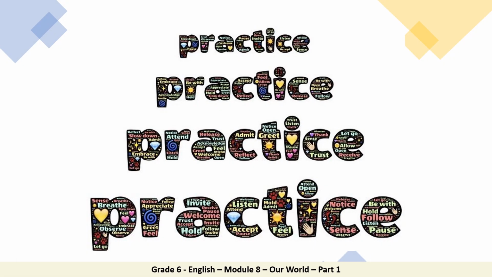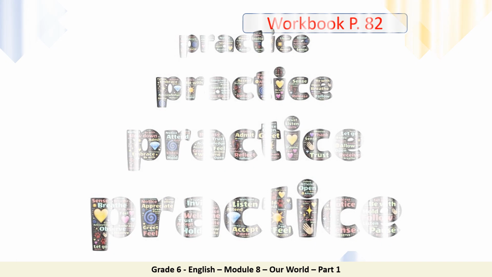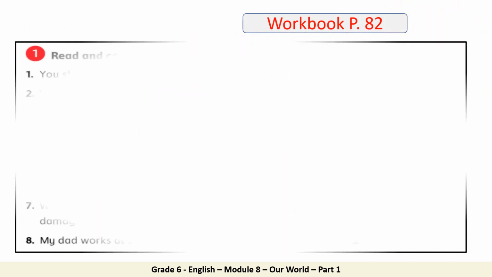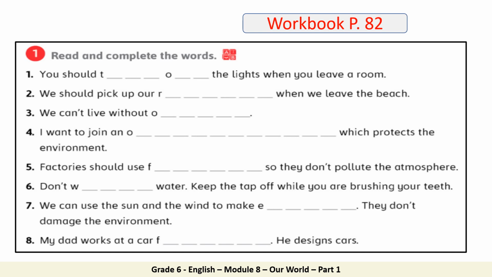Now, it's time to check our knowledge. Let's move to the workbook, page 82, exercise number 1. It says, read and complete the words. As you can see here, it's made it easy for us. He gave us the first letter of each word, so it's super easy. I'd like for you guys to pause the video for a bit, answer on your own, read carefully, find the keywords, and then check your answers with me.